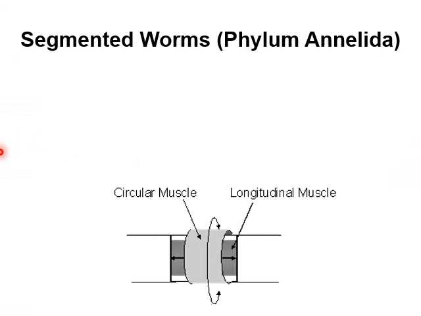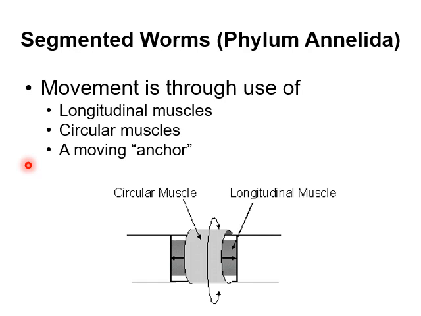And how they do that is with the use of a couple different sets of muscles. So they have muscles that run the whole length of their bodies, so they can essentially constrict themselves from front to back. They also have muscles that are running in a circle around their sides. So they're kind of these circular muscles that run around the body.